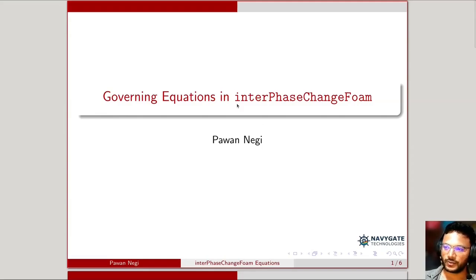This particular solver, interface change foam, is used to simulate that kind of phenomena in which phase change is involved. Cavitation is one of the examples.